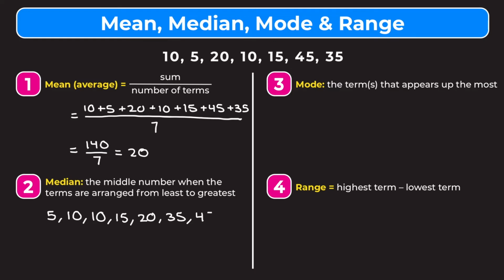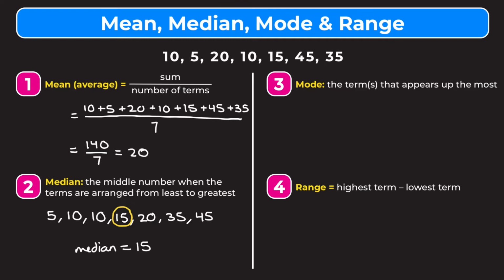I always just like to make sure that I have the correct number of terms written down. So I have 7 terms, and we started with 7 terms, which means I probably didn't miss any. That's just a good thing to check so you don't miss writing down any of the numbers. And now the median is just the middle number. So 15 is the middle number. There's 3 to the left of it and 3 to the right of it. So our median is 15.